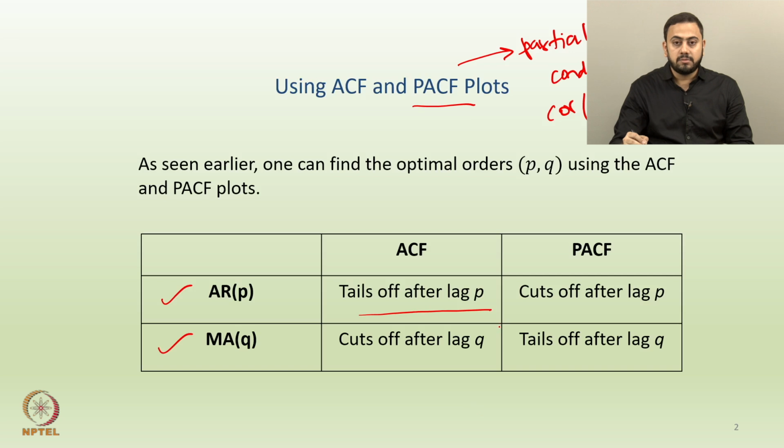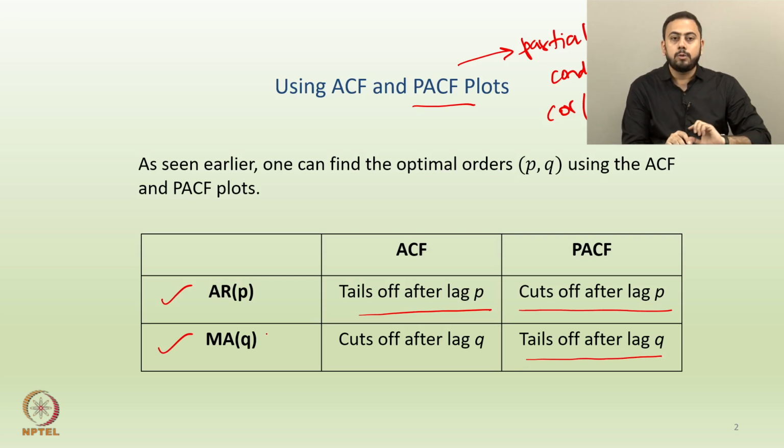And then one can observe an exact opposite tendency when it comes to PACF. If you focus on a PACF plot for a particular AR model, it should show a cutting off tendency after lag p, while a PACF plot for a particular MA(q) model should show a tailing off tendency after lag q. So in a way, whatever happens for an underlying AR model is exactly opposite to what you observe in an underlying MA model.